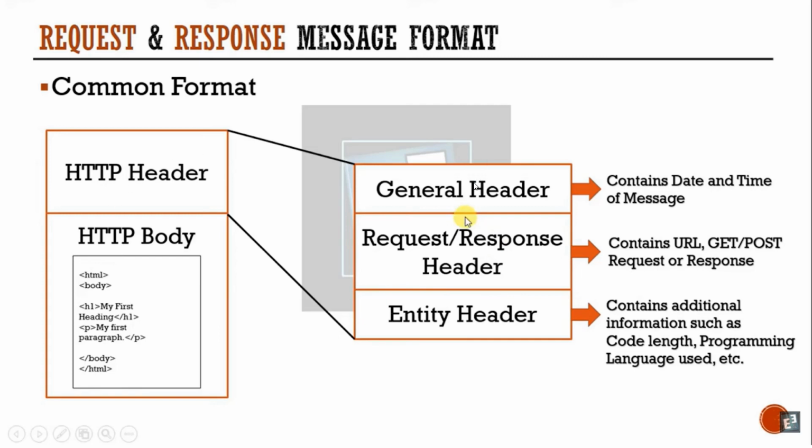HTTP headers contain three types of headers: general header, request and response headers, and entity header. The general header contains the date and time of the message. Request and response headers contain the URL, GET, POST, request or response. The entity header contains additional information such as content length, programming language used, etc. So this is the request and response message, HTTP request and HTTP response.